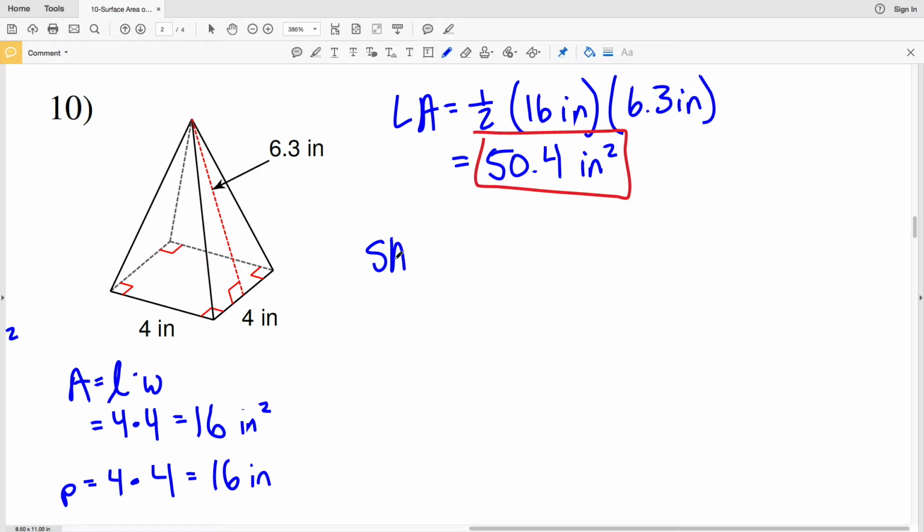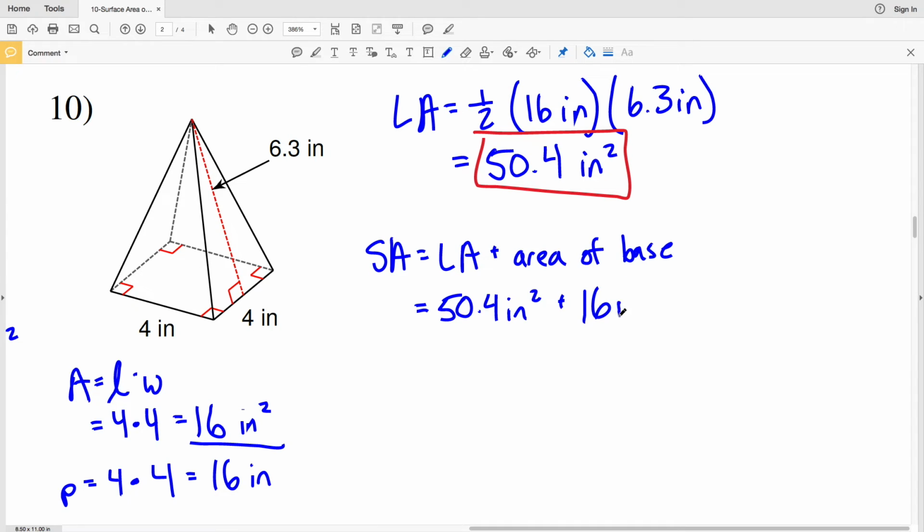And remember, surface area is lateral area plus the area of the base. 50.4 inches squared, and the area of the base, since it was a square, we already calculated that as 16 inches squared. So when we add those two together, we'll get 66.4 inches squared for the entire surface area in number 10.